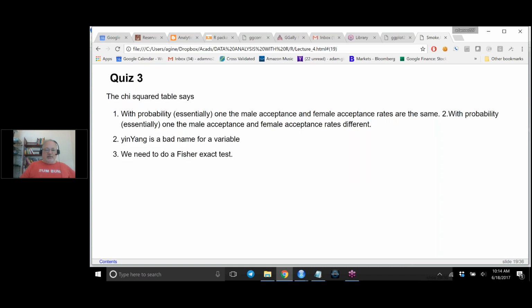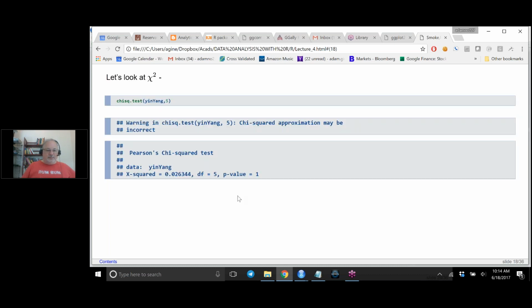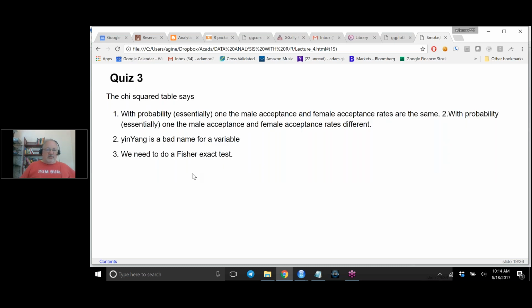Okay, so I pretty much explained this to you, but let me give you quiz 3, which says when you look at this chi-squared table and this information, p-value equals 1, degrees of freedom is 5, and this chi-square value that's very teeny, this tells you that with probability essentially 1, the male acceptance and female acceptance rates are the same. No, I see this is a problem here. I have 2 2's. Well, let's leave out the second 2. 2, yinyang is a bad name for a variable. And 3, we need to do a Fisher exact test to find out the answer.